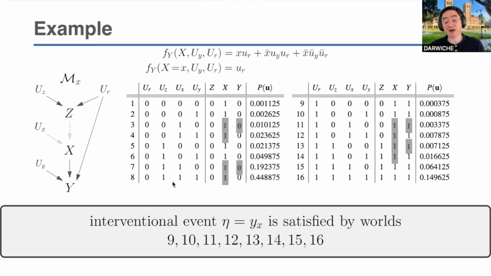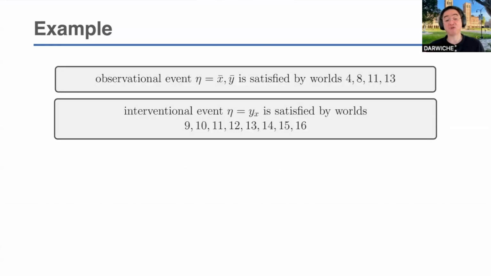So now, if I want to know which worlds this event is true at, all I do is find which worlds make Y true. And in this case, it's exactly these 8 worlds from 9 to 16. Those are the only ones in which Y is true, right? Here, Y is all false. So straightforward. And now here's what we have.